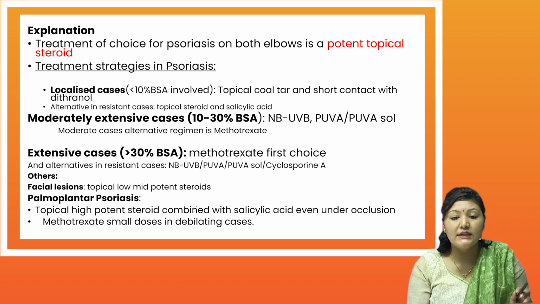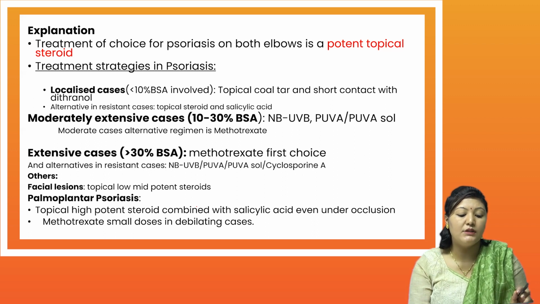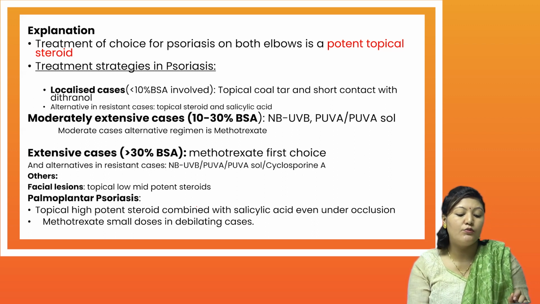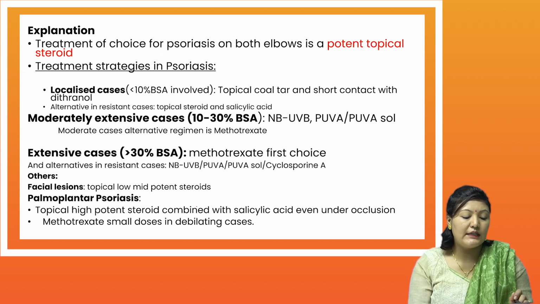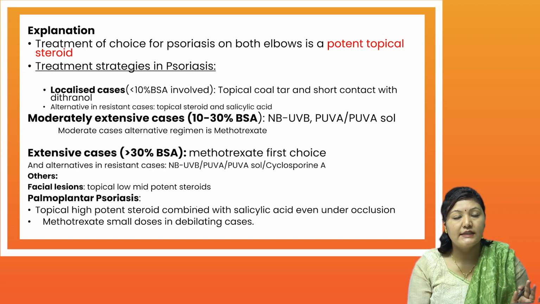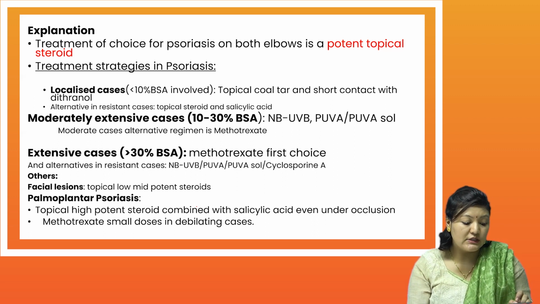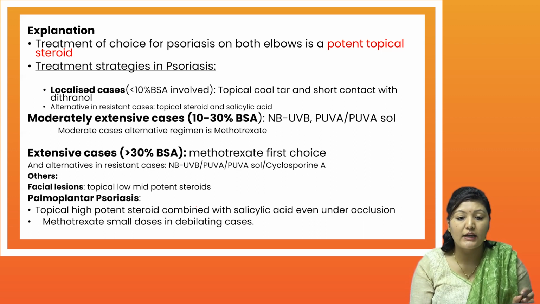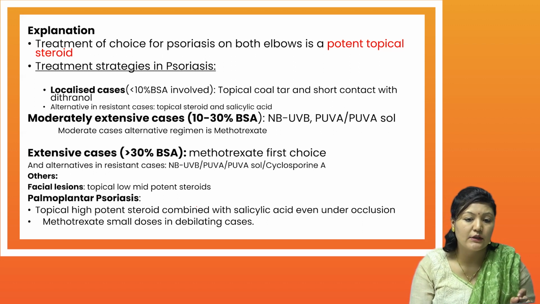But in moderately extensive cases, that is 10 to 30% involvement, we give narrow band ultraviolet B therapy, that is phototherapy, or we can give PUVA and PUVASOL. In extensive cases, more than 30% involvement, we go for drugs like methotrexate and cyclosporine, and methotrexate is the first choice. In resistant cases, we can try narrow band UVB, PUVASOL, or cyclosporin. So the other option there was cyclosporin.